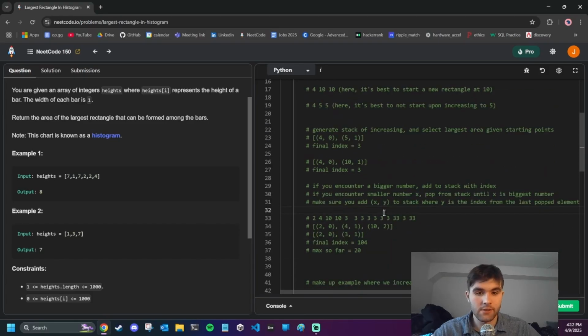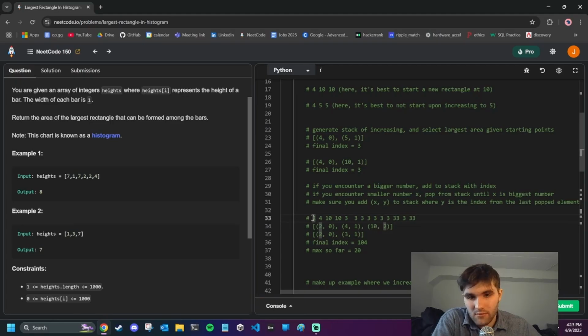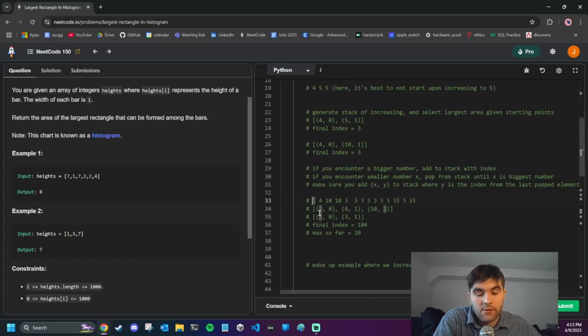Okay, let's try coding this. I'm not exactly sure how much time we have. We're at 40 minutes. So I think it's linear, because every element gets added to the stack and then popped from the stack eventually. So it's only 1 add and 1 pop per element.